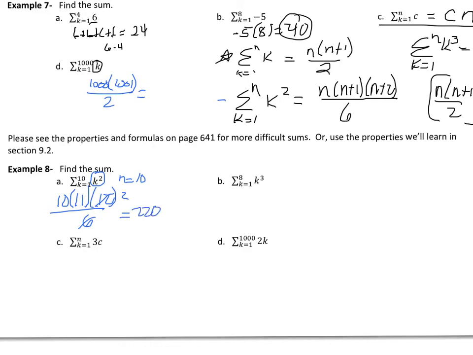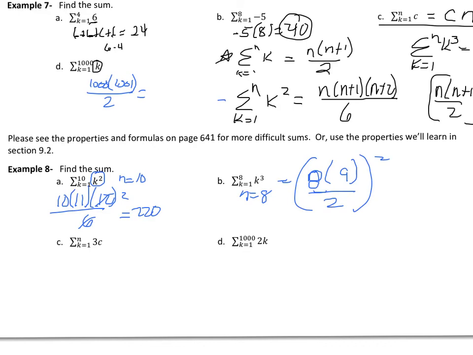Part B is k cubed. And again, n is 8. So that equals n times n plus 1, which is 9. Oh, and n is 8, gosh. So 8 times 9 over 2, and then we square that. So we get 36 squared, whatever that value is. Again, you can plug that in.